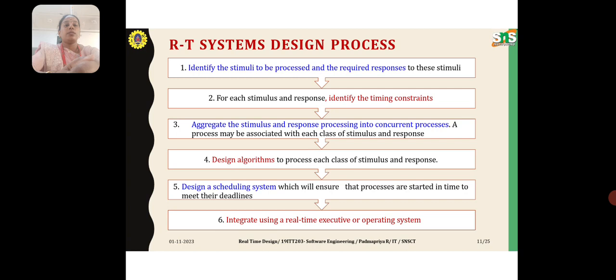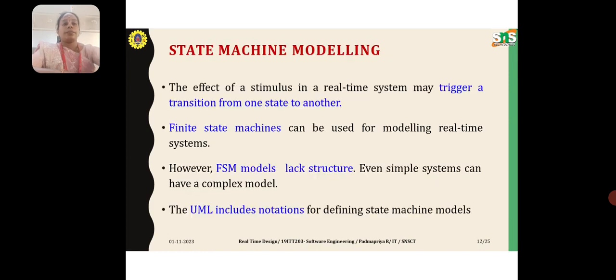So, the real-time systems design process. First, we identify the stimuli to be processed and the required responses to these stimuli. The second step, for each stimulus and response, identify the timing constraints. Third, aggregate the stimulus and response processing into concurrent processes. A process may be associated with each class of stimulus and response. Design algorithms to process each class of stimulus and response. Design a scheduling system which will ensure that processes are started in time to meet their deadlines. The last step, integrate using a real-time executive or operating system.